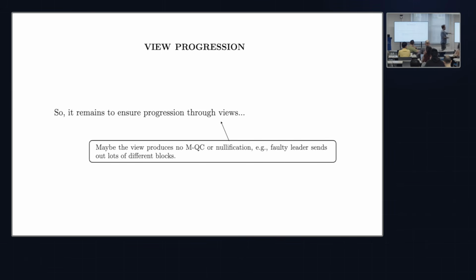So the problem here is that maybe the view produces no MQC or nullification. For example, the leader might be annoying and send out lots of different blocks to different people, so they're all voting, but no single block gets an MQC.